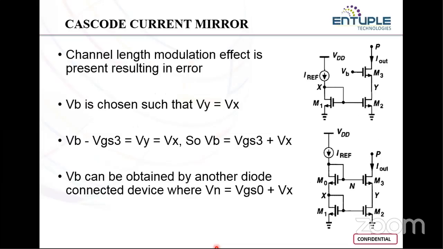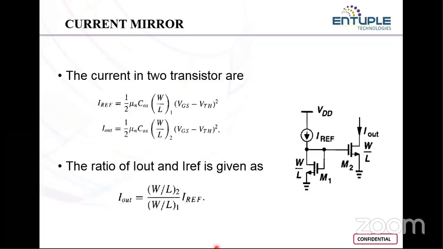So M1 will now act as a diode, right? Yes, it is diode connected. When you connect the gate and the drain of a MOSFET, then it is obviously a diode. It acts as a diode.